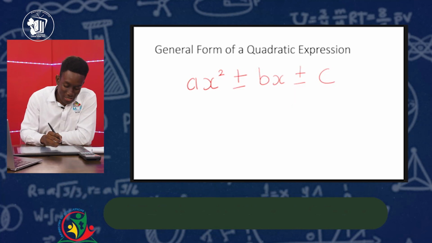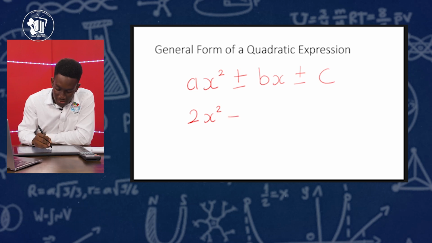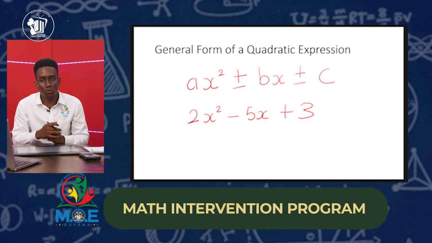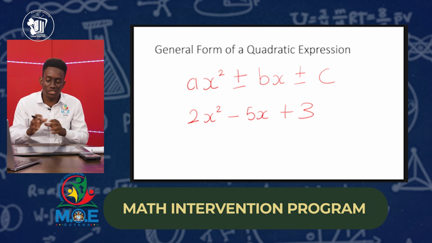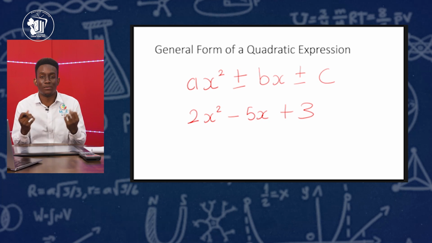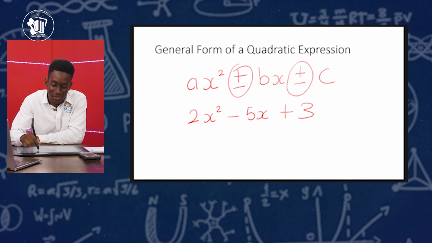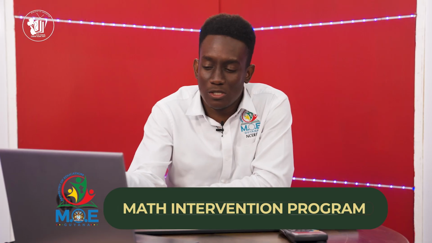So let me give you an example of a quadratic. So we have 2x squared minus 5x plus 3. So this is an example of what a quadratic will look like. Now as you can see there, the 2, the negative 5, and the 3, they're just in place of A, B, and C. We have the plus or minus because it can be plus or minus. And the same thing here, plus or minus. Sometimes it will be plus, sometimes it will be minus. So let's head into some more examples.